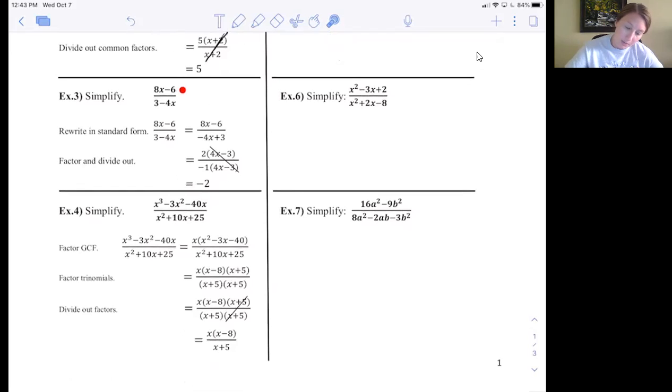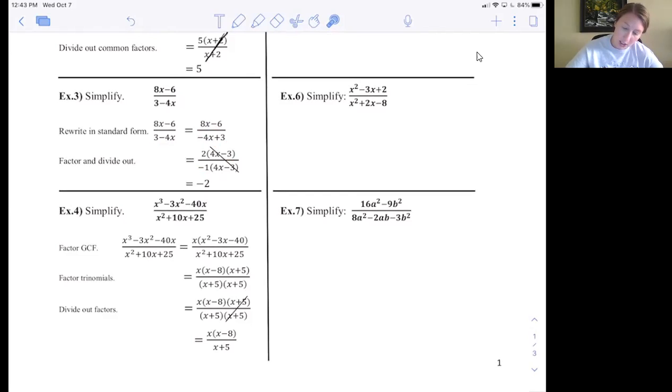So for this one, 8x minus 6, if I'm just looking at the top, I see that I can take a 2 out. So that's what they do right here. So they're left with 4x minus 3 inside. And then for the bottom, they have just rewrote this to put the x in front. So you just got to make sure that this negative stays with the 4x. So they have negative 4x plus 3. So they just switched those.